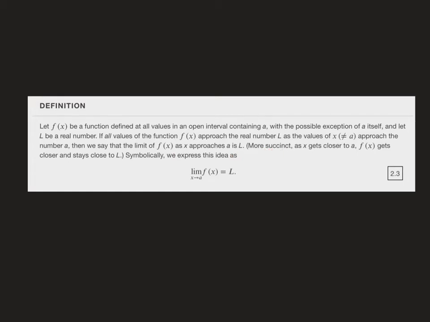And then it says more succinct, so we're trying to simplify our language here. As x gets closer to a, f of x gets closer and stays close to L. And so in terms of understanding what we're talking about here, this more succinct thing is going to be the most helpful. As x gets closer to our number, f of x gets closer to the limit. All right? And then symbolically, this is what I wrote above. The limit as x approaches a of f of x is equal to L.